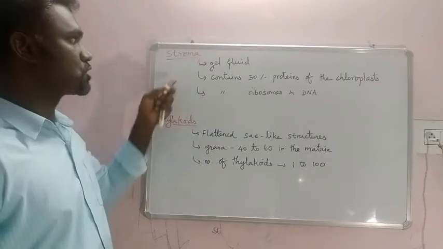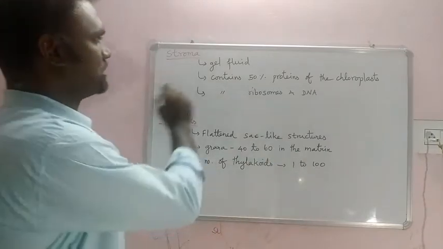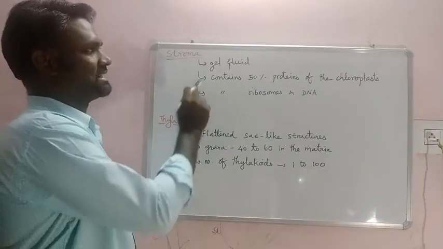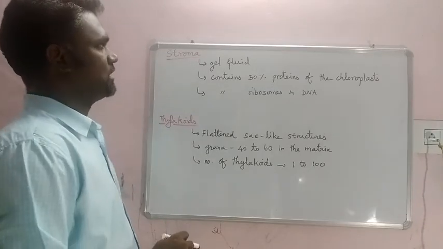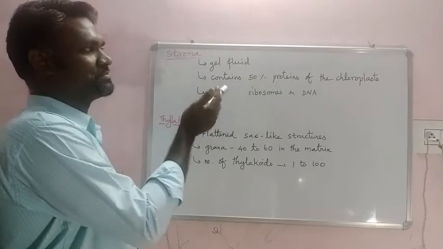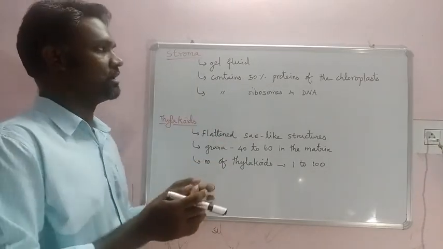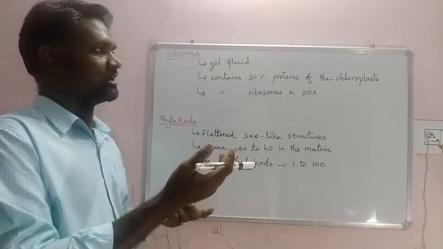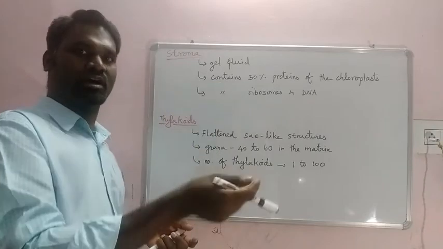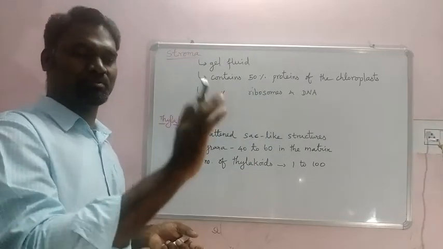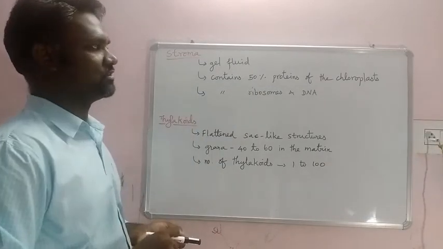So, stroma is the portion where the ground matrix is available, that is called stroma, I said. That stroma is generally a gel-like fluid, a jelly-like structure. This stroma contains 50% of the protein of the total chloroplast. Compared with the protein available in the thylakoid or in the membrane, only this region, stroma alone, holds 50% of the chloroplast protein.